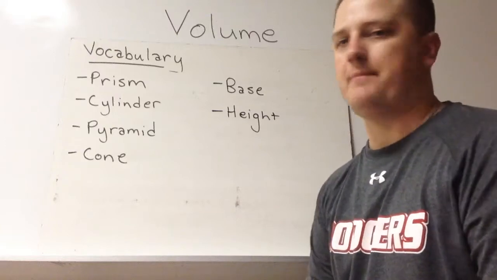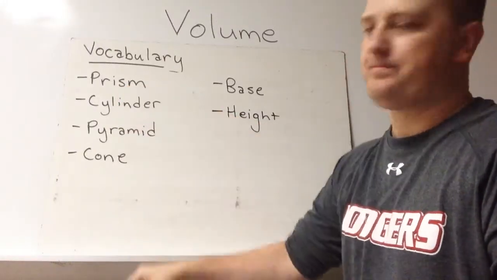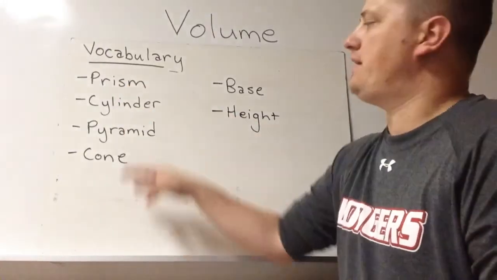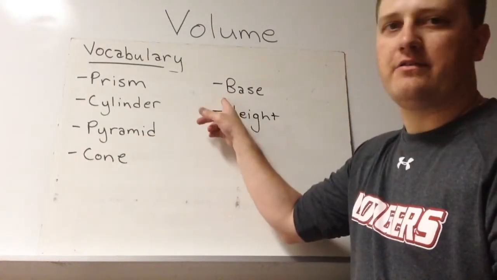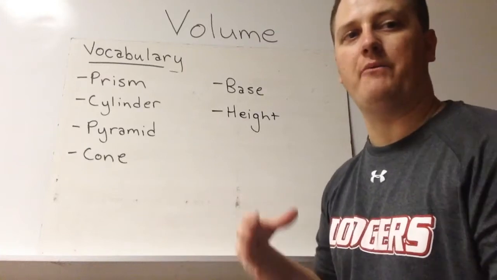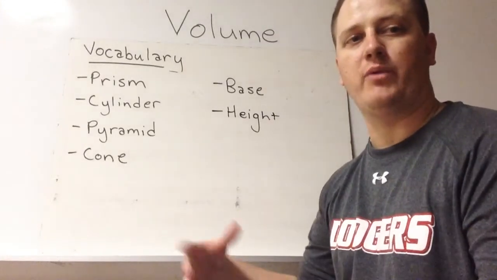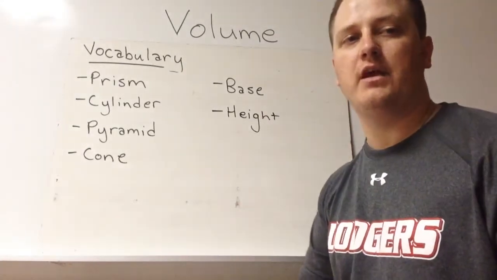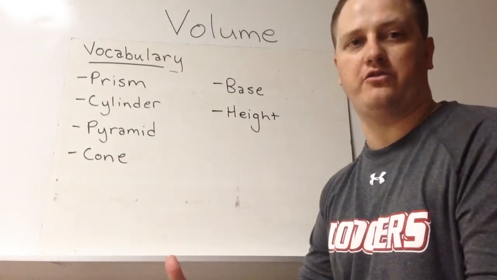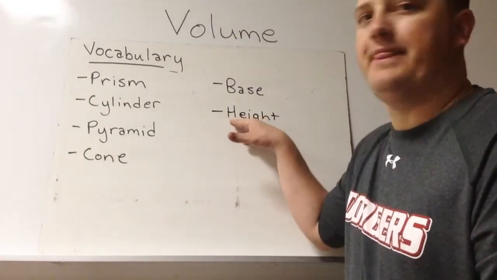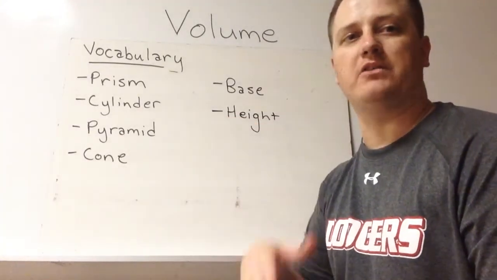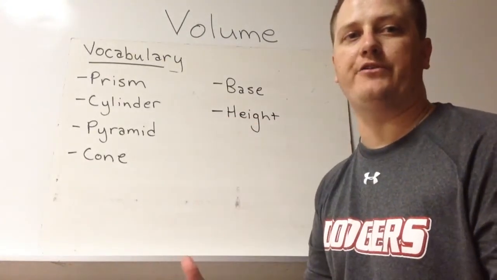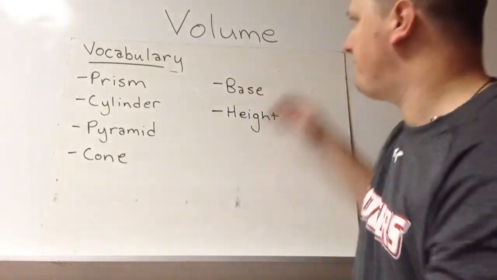Our important vocabulary: prism, cylinder, pyramid, cone, base. It's very important that we can identify what the base of the object is. If we can name it, then we know the base. If we know the base, we know where to start working from. And the height. And again, it's important to know that that height must be perpendicular. It must be an altitude for us to use it.